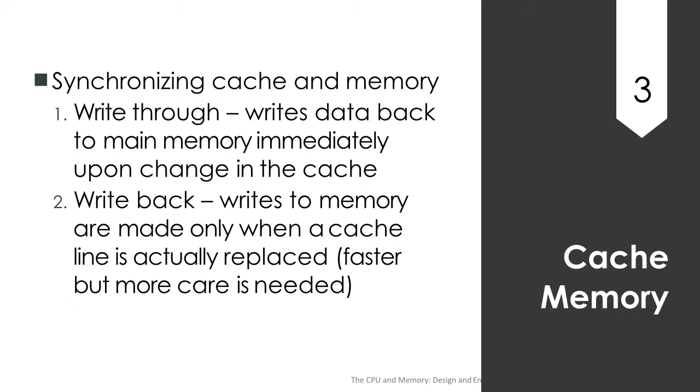The cache memory needs to be synchronized with the memory. It is done by the write-through and write-back processes. If the synchronization is done using the write-through method, the data is written back to the main memory immediately upon the change in the cache. But if the write-back method is used, the memory is only written when a cache line is actually replaced.